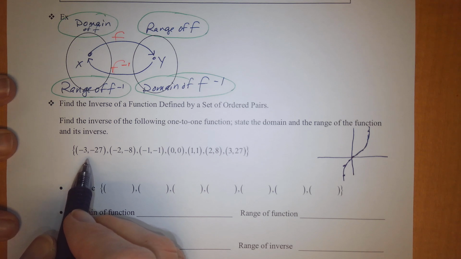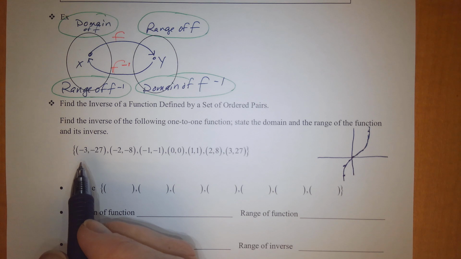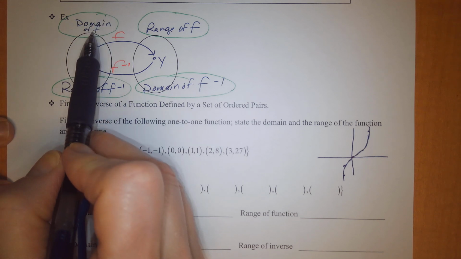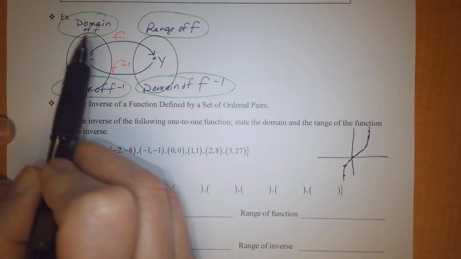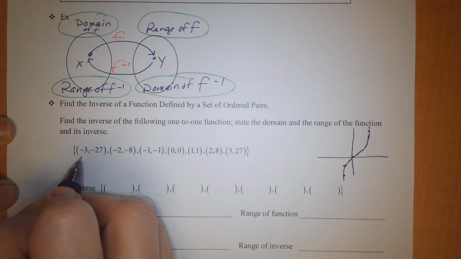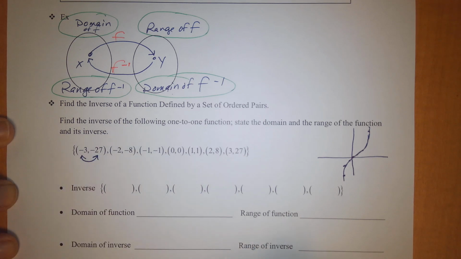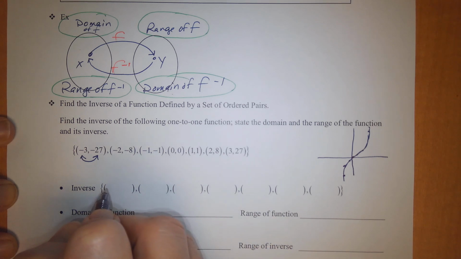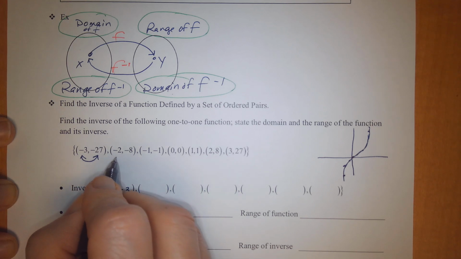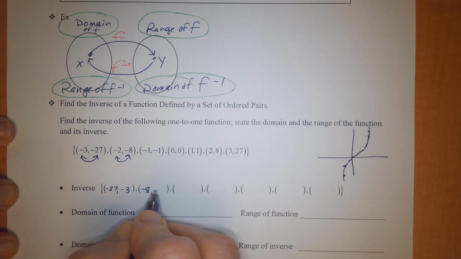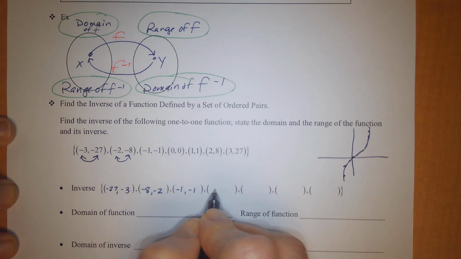To find the inverse of a function, we simply will take all of the points and reverse the images of each other. Because remember, the x's in the original become the original y's of the inverse. So the x's become y's. So we're going to take these two coordinates and we're going to swap the location of those. So the inverse is going to be located at -27, -3. -8, -2. -1, -1, and so on.